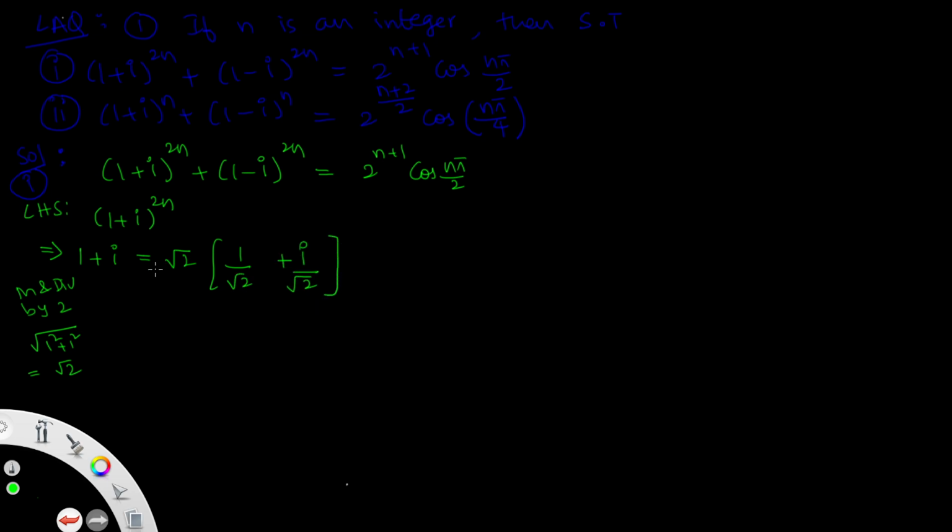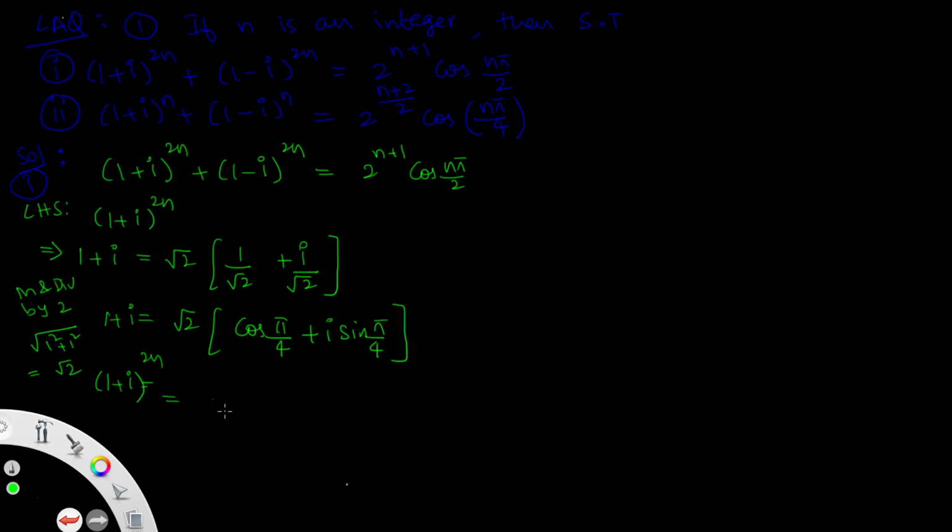So this is in modulus amplitude form, expressed as cos pi by 4 plus i sin pi by 4. Any complex number can be put in modulus amplitude form. That's why we take root 2 and 1 by root 2 plus i by root 2, which is expressed as cos pi by 4 plus i sin pi by 4. So this is 1 plus i. Now raise the power: (1 plus i) whole to the power of 2n.